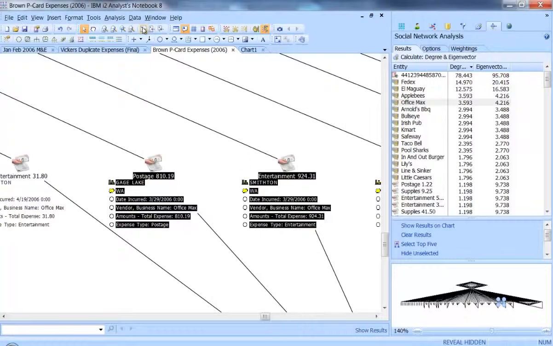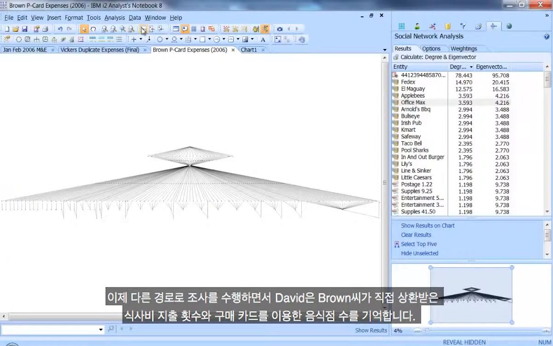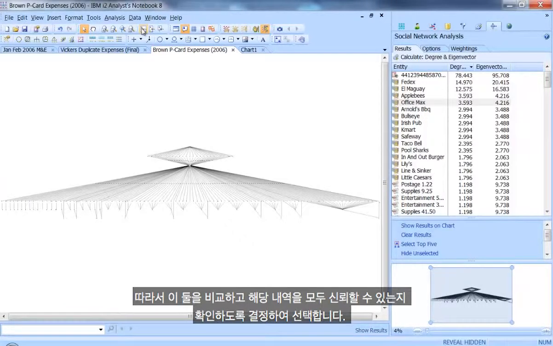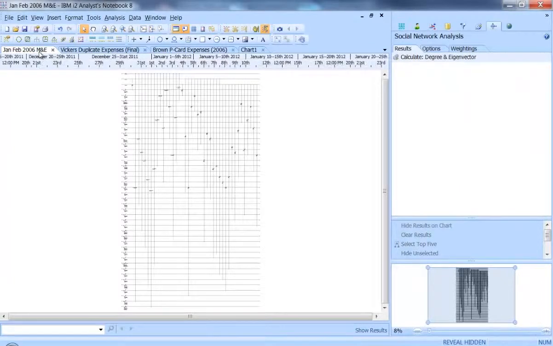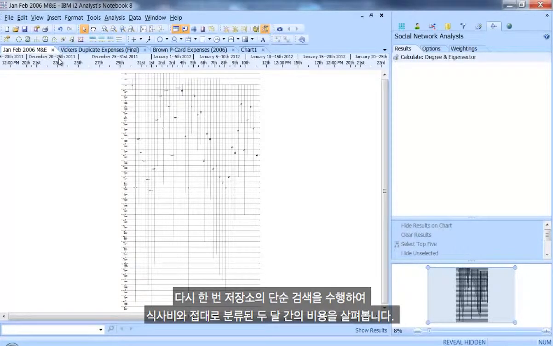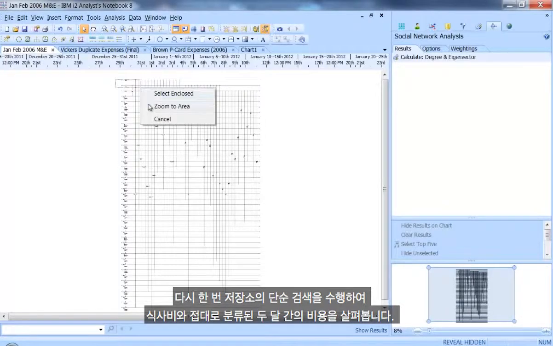Taking yet another investigative path, David remembers how many meal expenses that Mr. Brown was directly reimbursed for, as well as how many restaurants that he utilized his purchasing card at. So he decides to compare the two to ensure everything is on the up and up. Doing another simple query of his repository, he looks at 2 months' worth of expenses that are categorized as meals and entertainment.